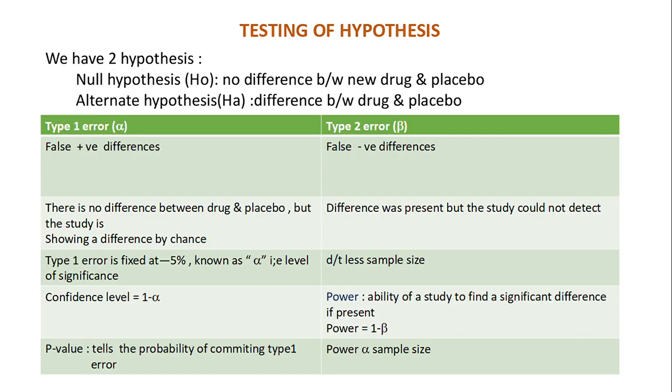Type 1 error, alpha error, is fixed at 5%, known as alpha, that is the level of significance. Type 2 error, beta error, is due to less sample size. For type 1 error, confidence level is equal to 1 minus alpha. For type 2 error, beta error, power is the ability of a study to find a significant difference if present. So power is equal to 1 minus beta. The p value tells the probability of committing type 1 error. Type 2 error, beta error, depends on power, alpha, and sample size. Power is proportional to sample size.